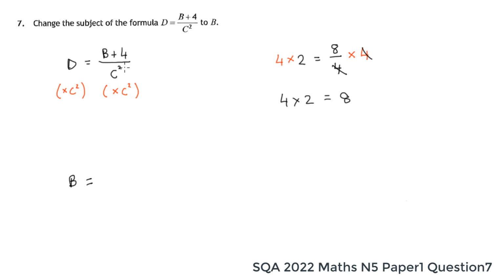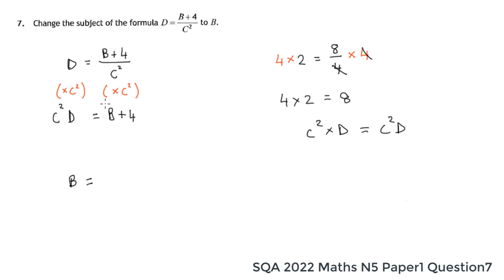So doing this, the c squared vanishes and we're just left with the b plus 4, just like the 4s vanished and we were left with the top of the fraction, 8. So we're left with the b plus 4. And on the left-hand side, we've multiplied d by c squared. So there's c squared times d, c squared times d. Now we can leave out the multiplication. C squared times d can be written as c squared d. So we've reached this stage.